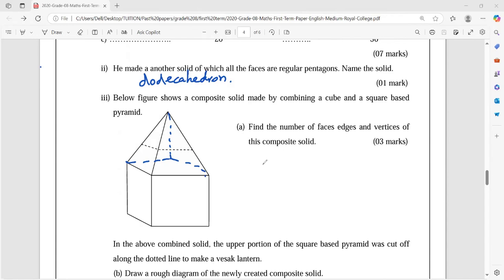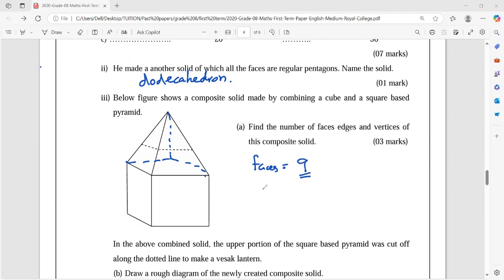Let's take faces. There are 4 triangular faces and 5 square faces. Okay. Therefore, it is going to be 4 plus 5, which is 9.